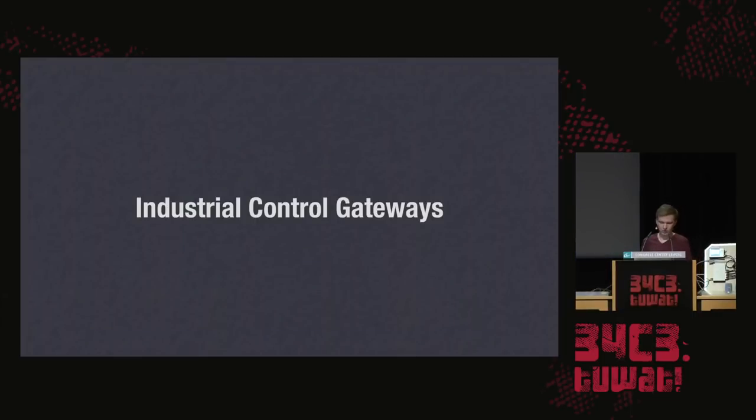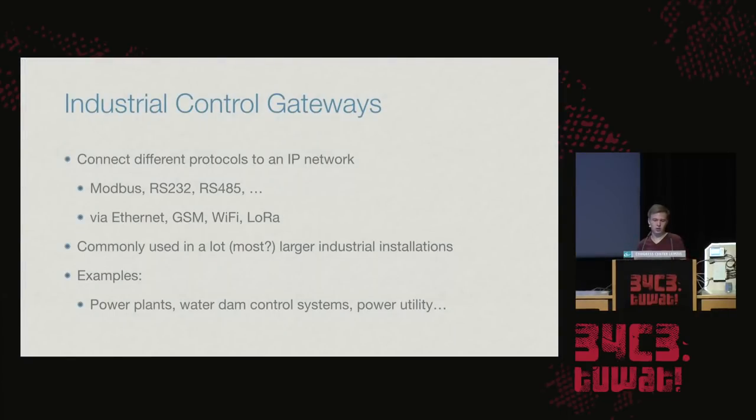Alrighty, to the actual topic, industrial control gateways. When you look at an industrial control network, you'll find that there are a lot of different sensors and actors, and a lot of them speak different protocols. For example, some might be serial, some might be IP, some might be Modbus, and so on. So you can buy these small gateways that connect all these different protocols to an IP network, for example via Ethernet, or even via GPRS or Wi-Fi, and so on.